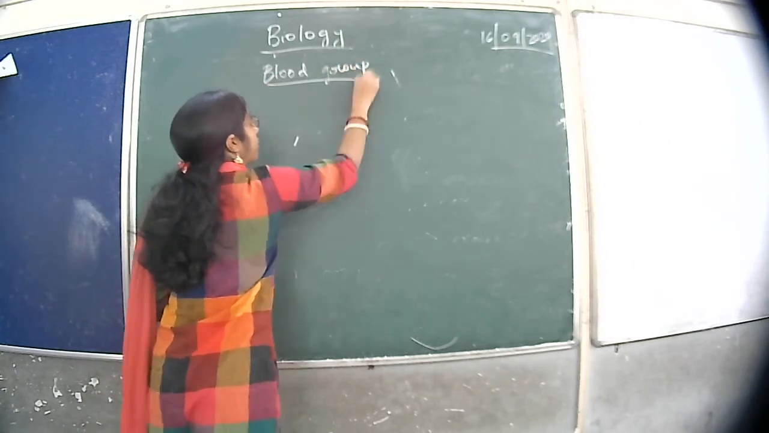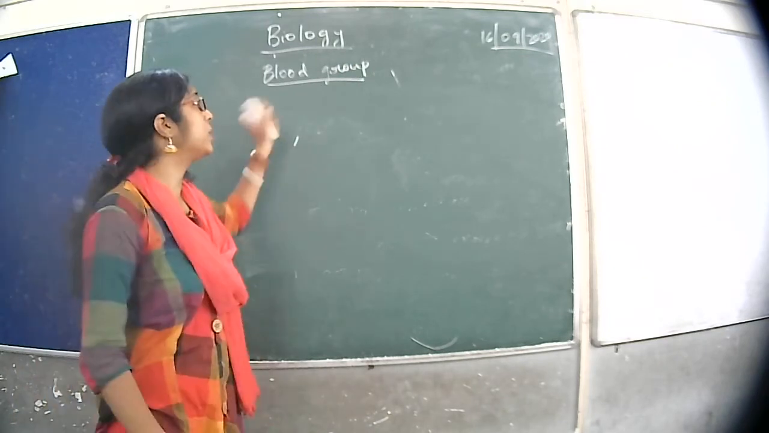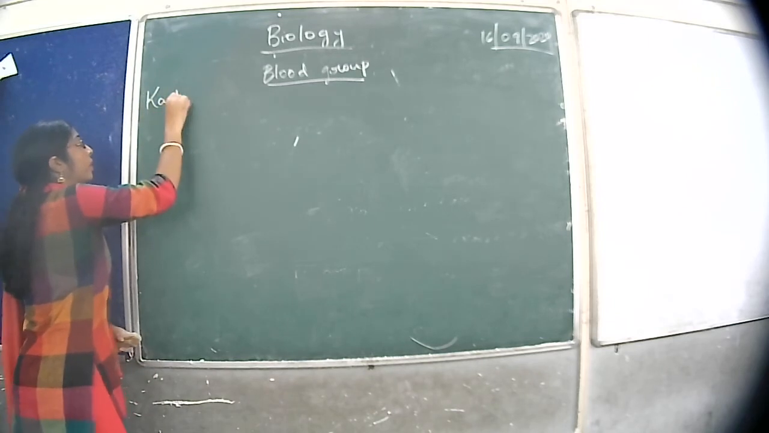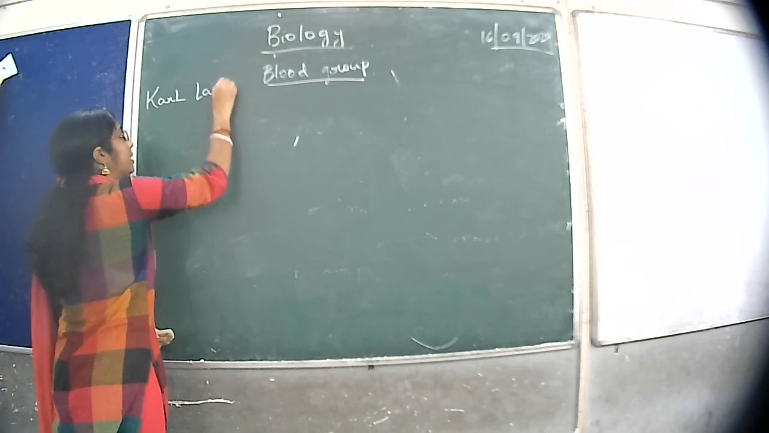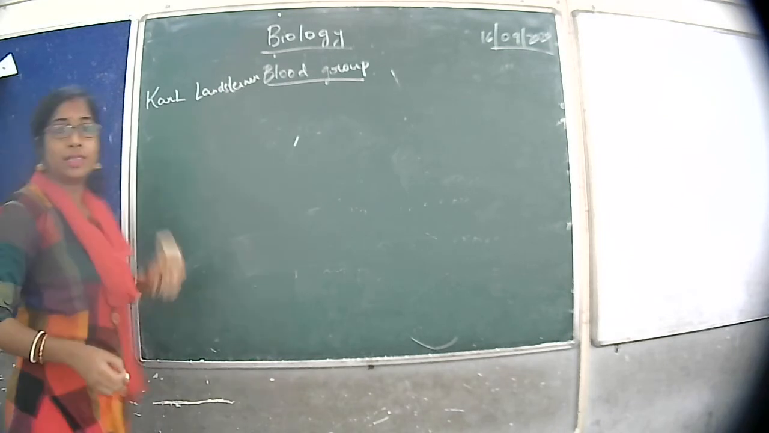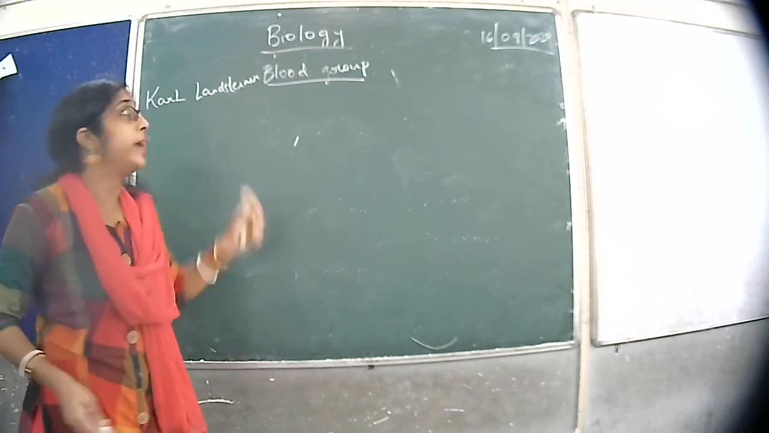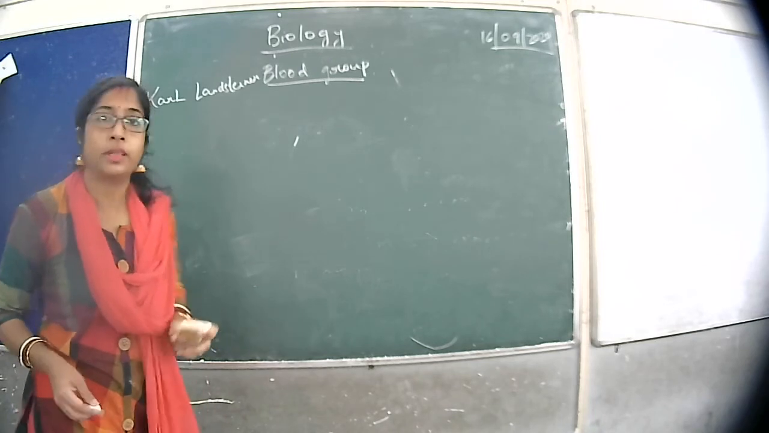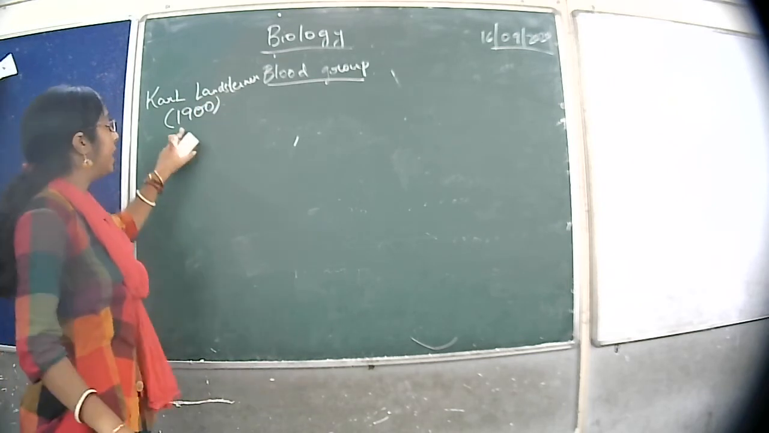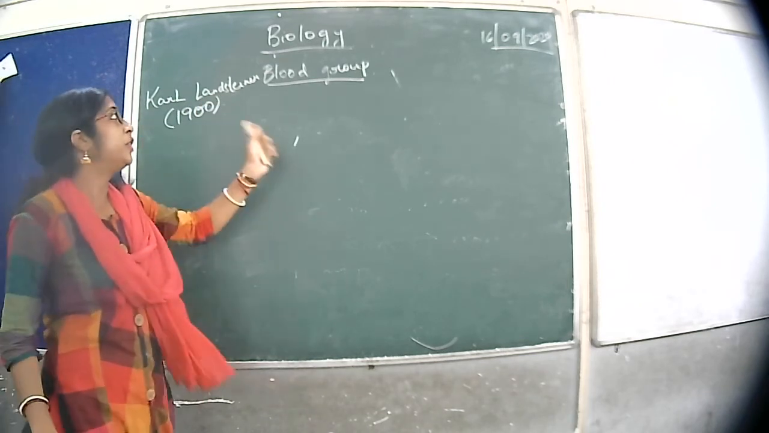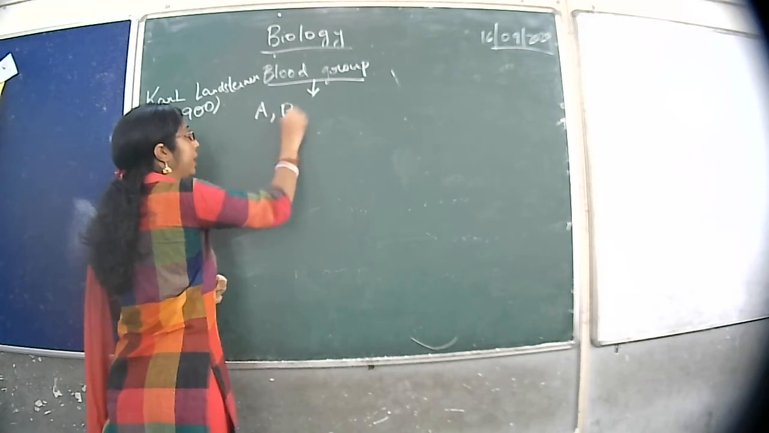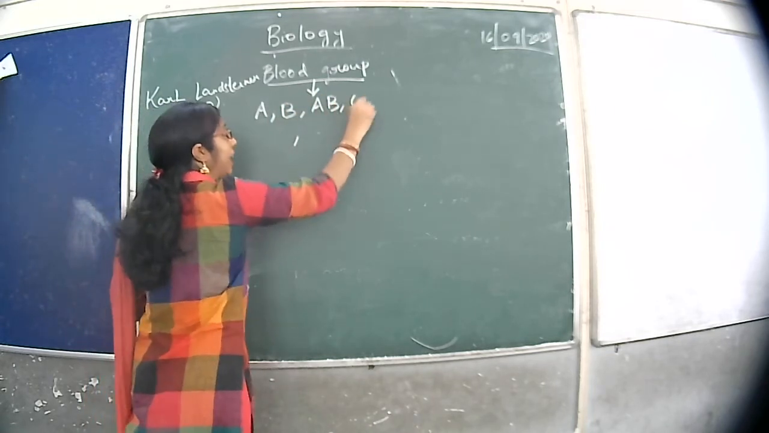Now, first and foremost, we need to know who discovered the blood group. Scientist Karl Landsteiner first classified blood groups into four types, and he discovered it in around 1900. In 1900, Landsteiner classified the blood groups into A, B, AB, and O.